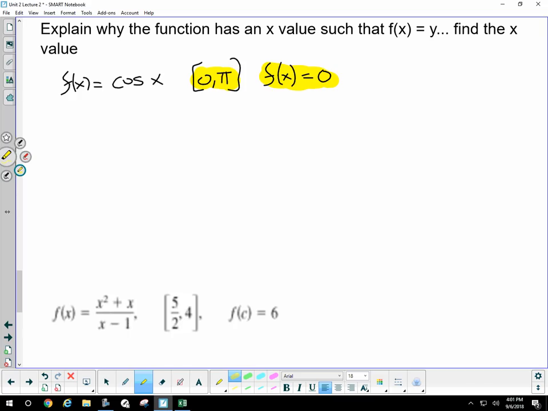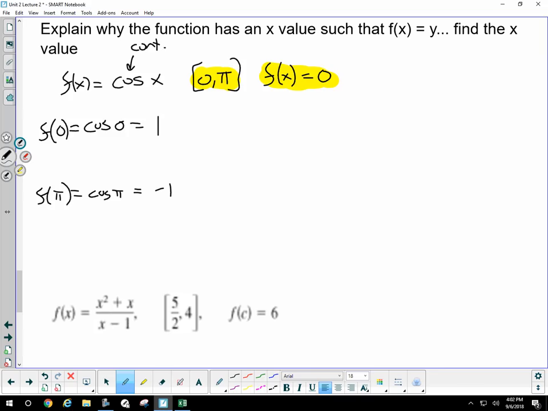Show me that f of x equals 0 somewhere between 0 and pi. Well, using the intermediate value theorem, you would first need to show that this solution exists. So I start with the 2 points, my boundaries: f of 0, which is the cosine of 0, which is 1, and f of pi, which is the cosine of pi, which is negative 1. And I know that the cosine function is continuous everywhere. That's important.